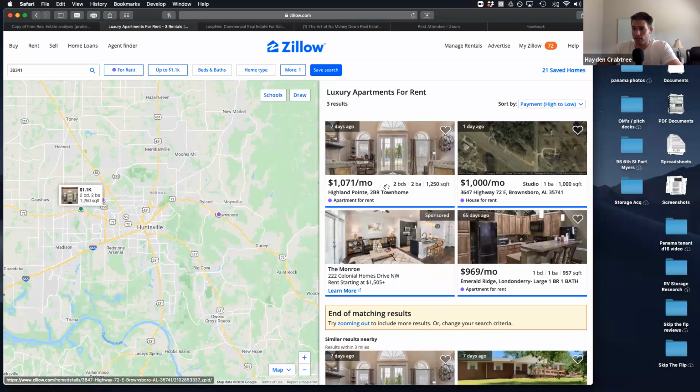So I can see here that in this area, it looks like we've got one that's renting for $1,070. It's a 2-bed, 2-bath, 1,250 square foot. That's an apartment. Here's a house for rent for $1,000. So I just want to become familiar when I'm looking at a market with how much can I buy a property for versus how much can I rent a property for. Does that make sense to you guys? If that makes sense, do me a favor and drop any questions you have about that in the chat.